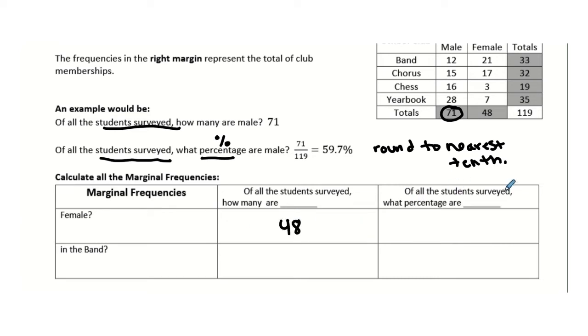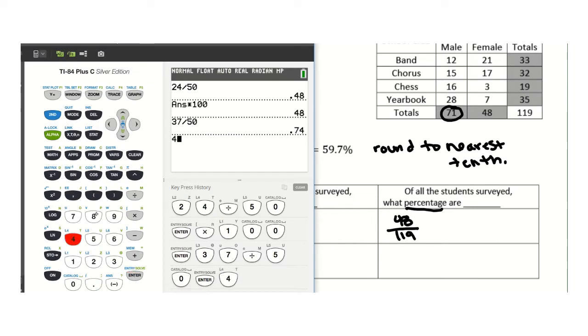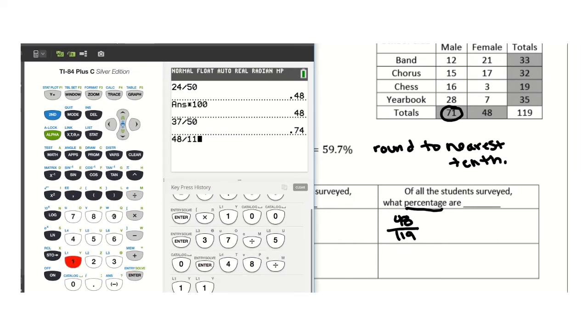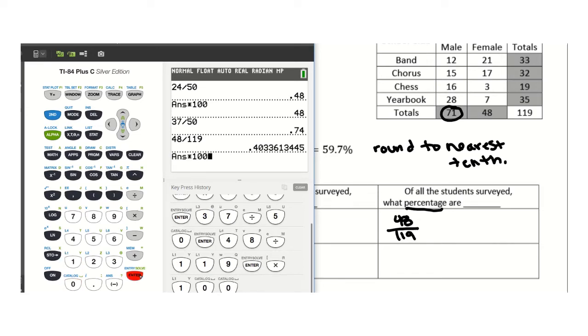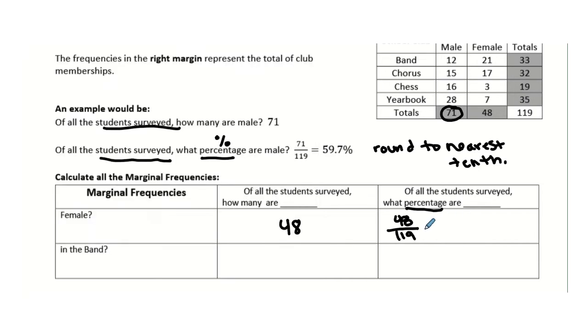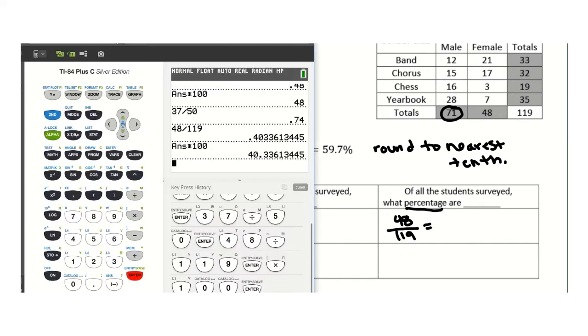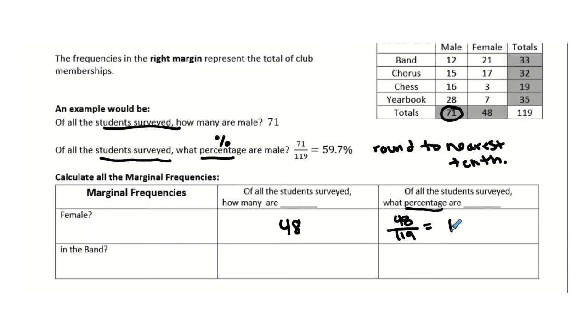Of the students surveyed, so out of 119 students, what percentage are female? So that's going to be 48 divided by 119. So if I do that in my calculator, and I'm going to multiply by 100 to make it a percentage. And we're going to round to the nearest tenth. So that's going to be 40.3%.